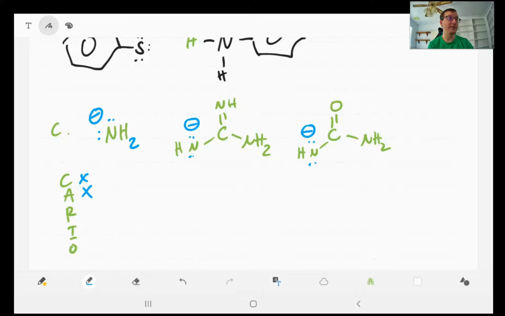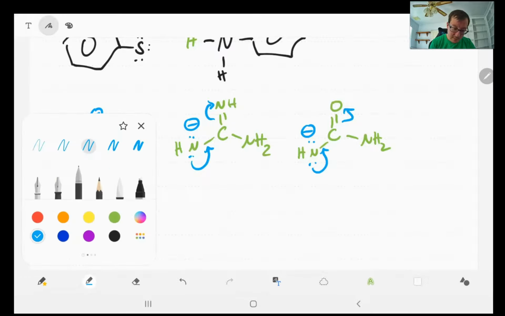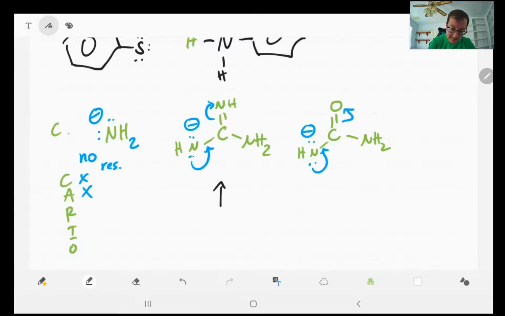So with our first amide ion, we have no resonance. We just have single bonds to hydrogen. No resonance on this molecule. But with these ones, we can resonate. We can form a new double bond and break a different double bond in each of these. If we draw the resonance forms.